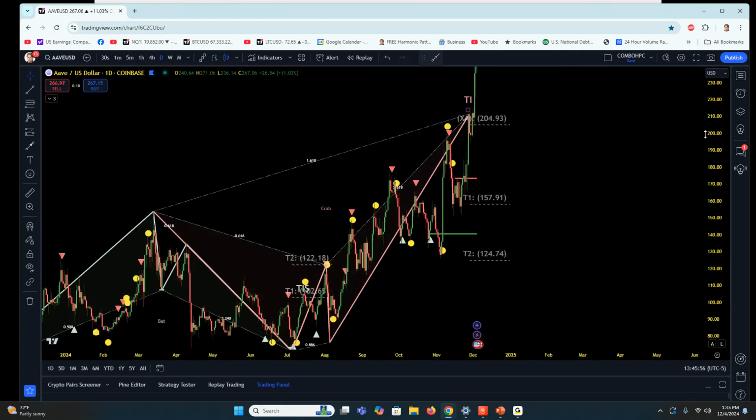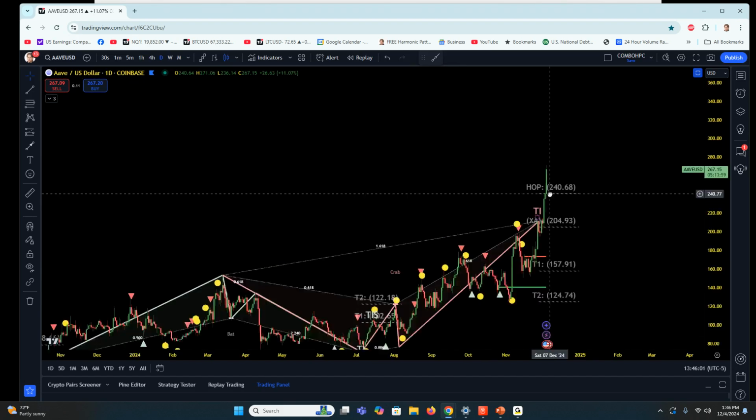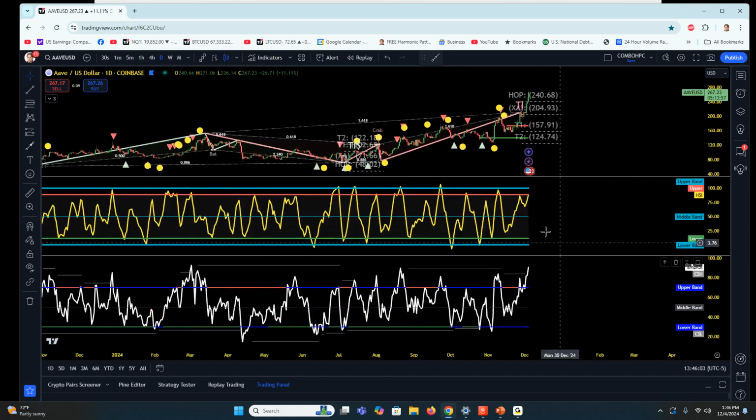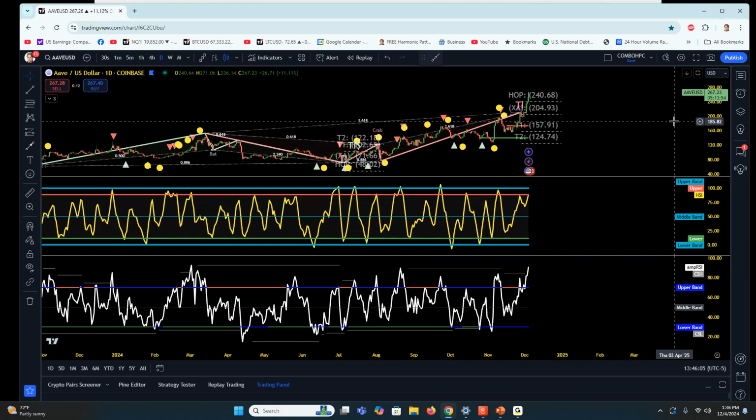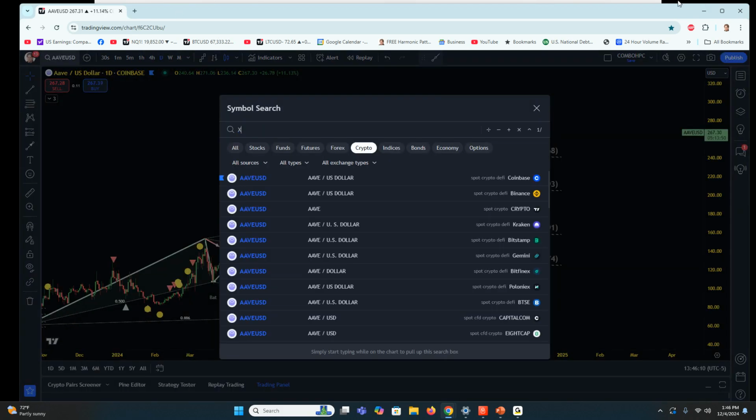Now you got this pattern. There's T1, no dot, so still higher. And now you're finally getting overbought, but that's got a little ways to go. Here's Monero. Monero is waking up.